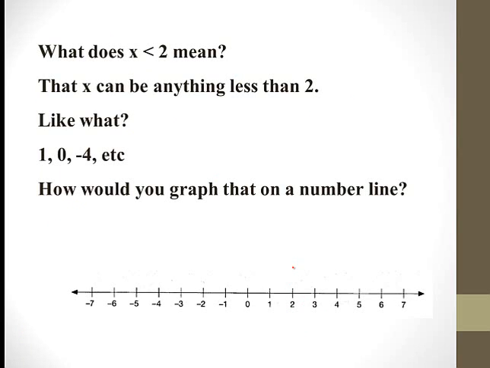Well, I'm going to use an open circle. Now, how do I represent numbers less than 2? Which direction am I going to go? That way, all of those numbers are less than 2, so I make a number line going that way.